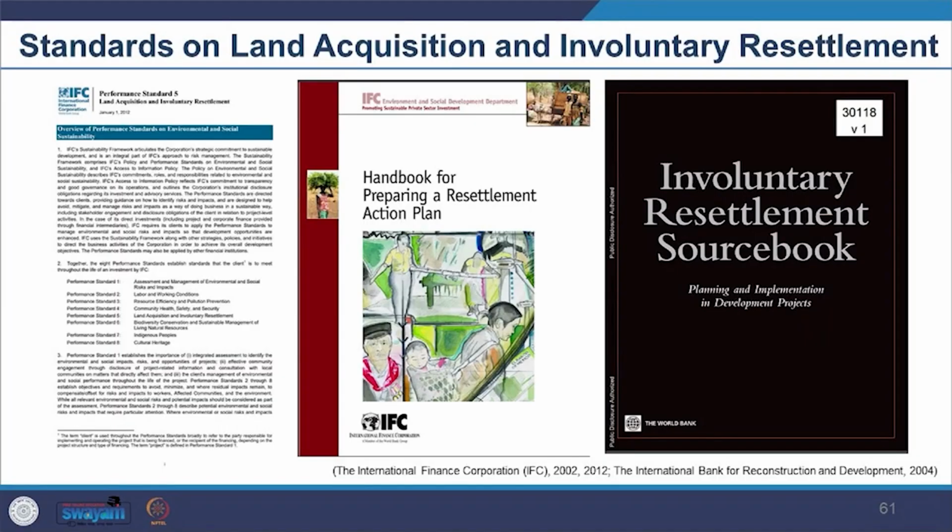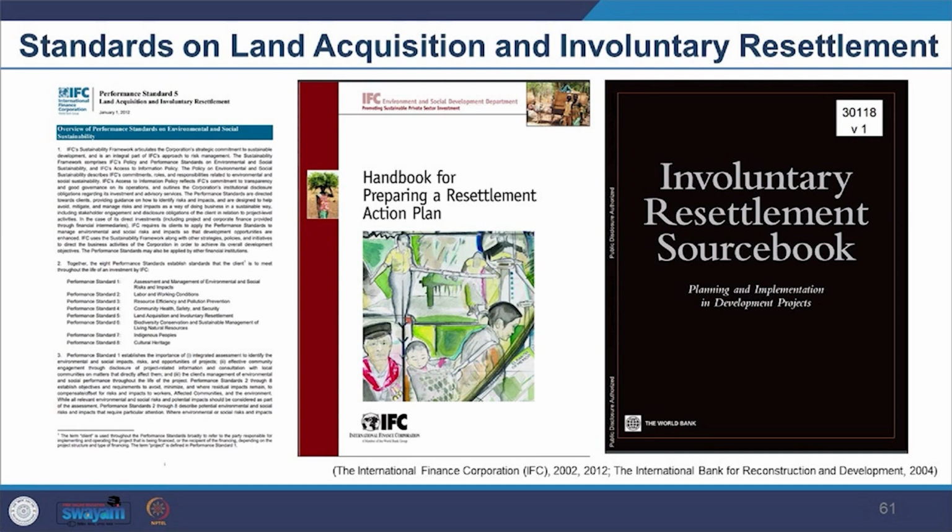When such things happen, it is important to manage the resettlement properly, as it can have damaging long-term impact on the resettled communities. There's a lot of negative impact which could happen and could last for generations. You may find IFC World Bank standards on land acquisition and involuntary resettlement. You would also see the IFC handbook for preparing the resettlement action plan, and the World Bank's involuntary resettlement sourcebook. In all of these, a lot of emphasis is laid on community consultation.